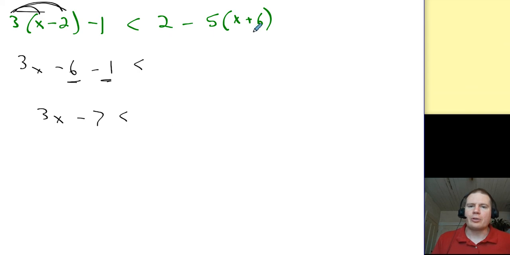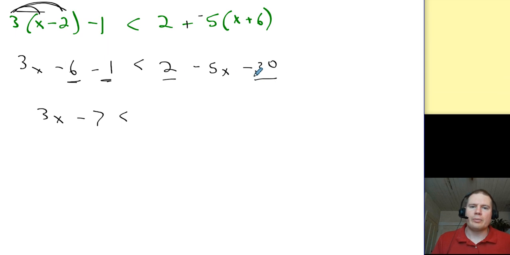Now I can look at this side. I have a 2 minus 5 times something. So I'm going to think of that as plus the opposite of 5. The opposite of 5 times x is negative 5x. The opposite of 5 times 6, negative 30. Right? I'm distributing the negative and the 5 both to each of these terms.